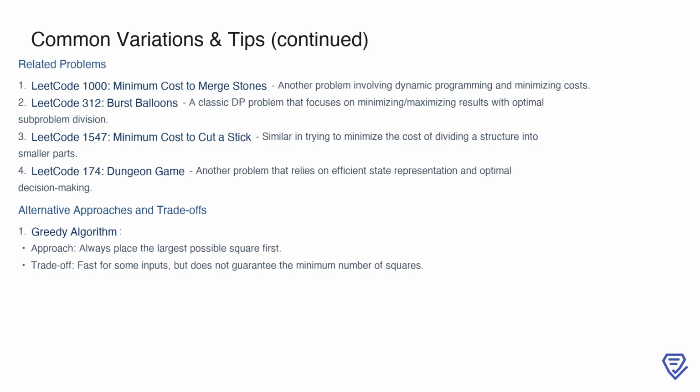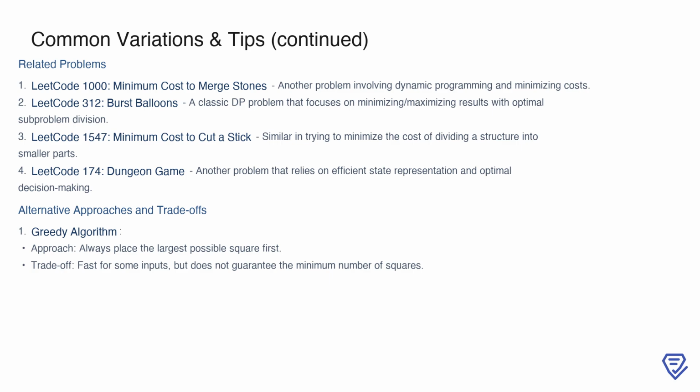Another example is LeetCode 312, Burst Balloons, a problem that focuses on optimal subproblem division to maximize or minimize results. LeetCode 1547, Minimum Cost to Cut a Stick, is another great comparison. It involves dividing a structure into smaller pieces while minimizing cost. Finally, LeetCode 174, Dungeon Game, is relevant because it also relies on efficient state representation and making optimal decisions at each step.